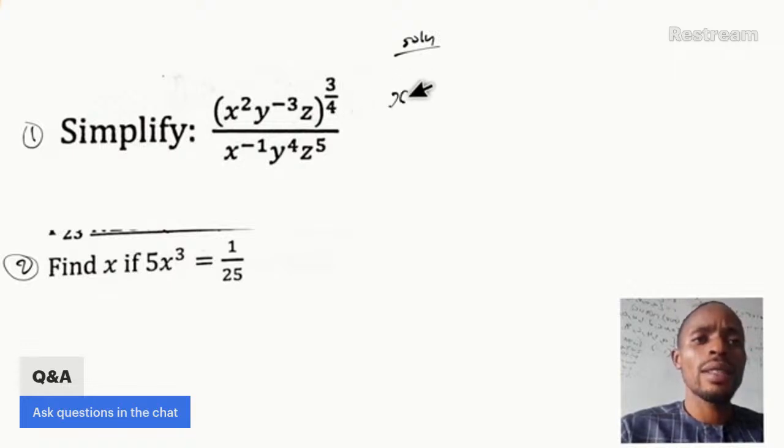So we have s raised to the power of 2, and it is still raised to the power of 3 over 4, multiplied by, since there is a multiplication here which is not visible, y. We have y raised to the power of minus 3, and this is also still raised to the power of 3 over 4.